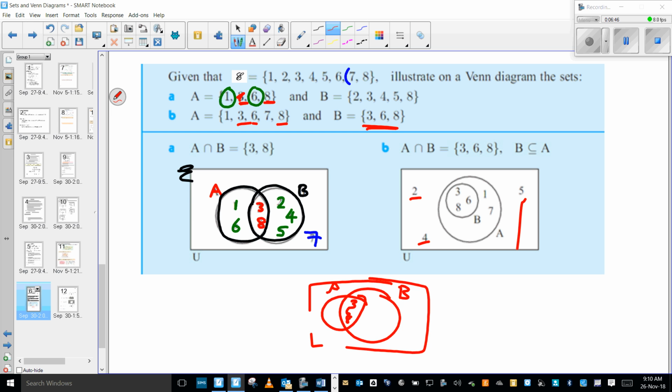Can you put B inside of the circle or A inside of the circle? You can, yeah. Where you label it is not super important as long as it's clear that that's set A and B. Okay, so we're good for that?